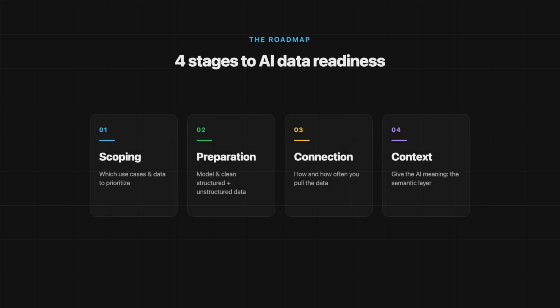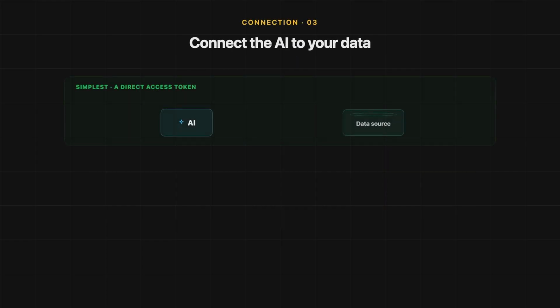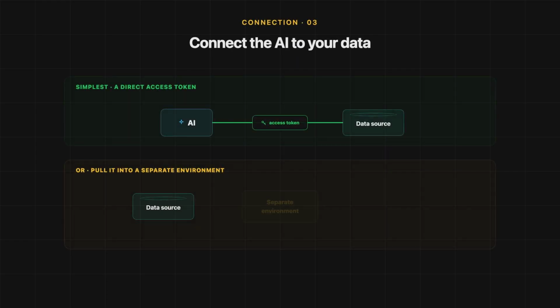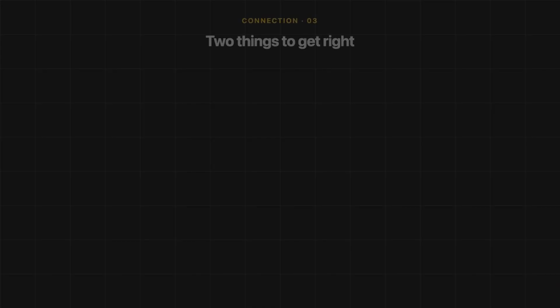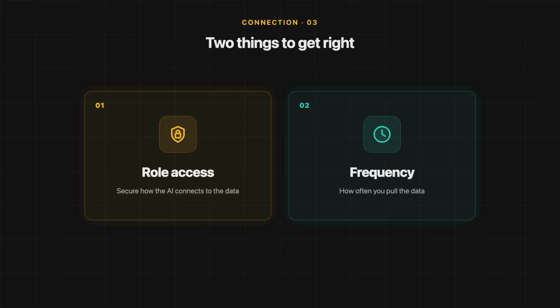Now, the next thing we need to do is actually just connect our AI to the data sources here. Now, this could be something as simple as just an access token where the AI could access it, or it's going to be as difficult as actually pulling the data into a separate environment so that AI can then access it. Now, there's two things that we need to look at here. One is just role access in general. There's some security risks with the AI just directly connecting to a database and making sure there's some security mechanisms around it. But the second is, what is the frequency in which we want to pull that data? How often does it need to actually get this information?